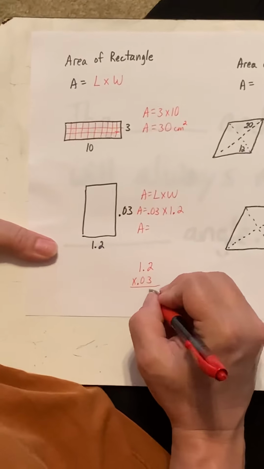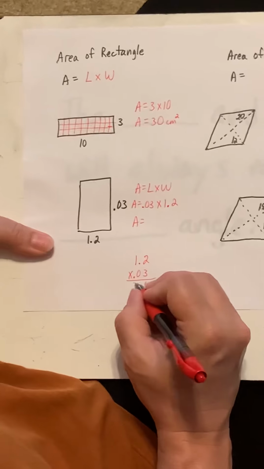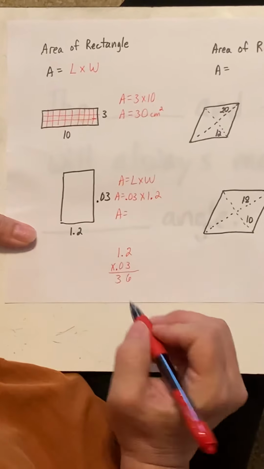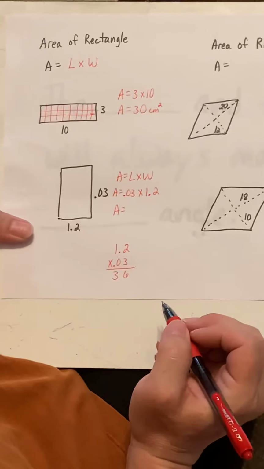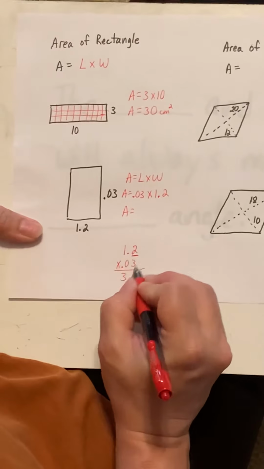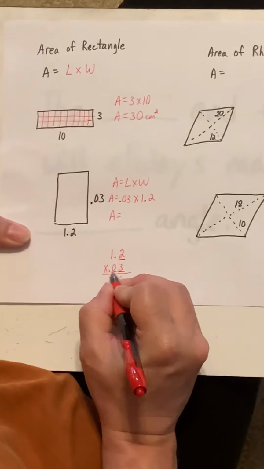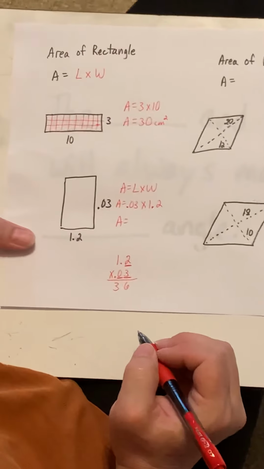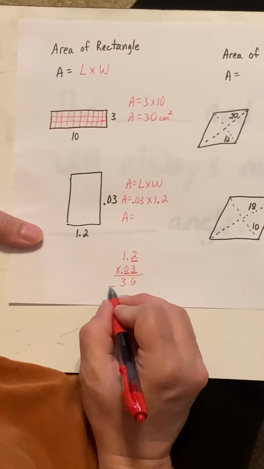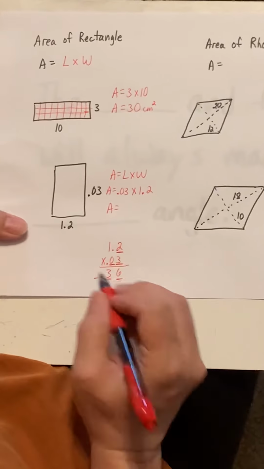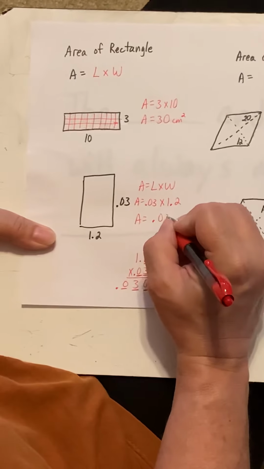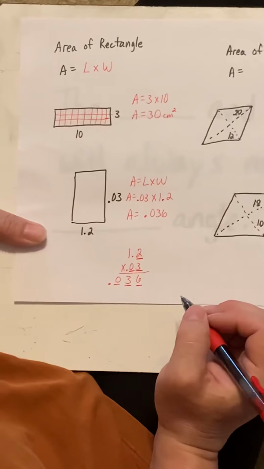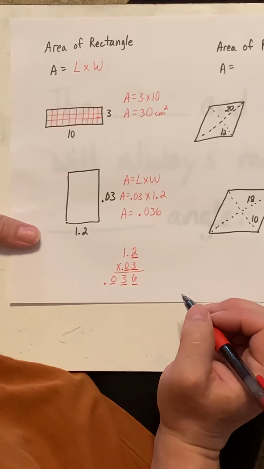So we multiply. 3 times 2 is 6. 3 times 1 is 3. I don't have to multiply through by that 0 because all I'm going to get is a row of zeros. I count up the number of decimal numbers I have in my problem, which is 3. And I match that in my answer. So I have 0.36 thousandths as my answer.